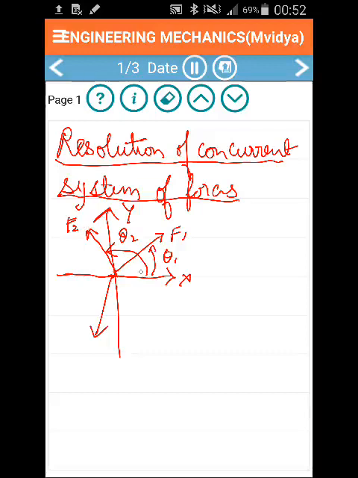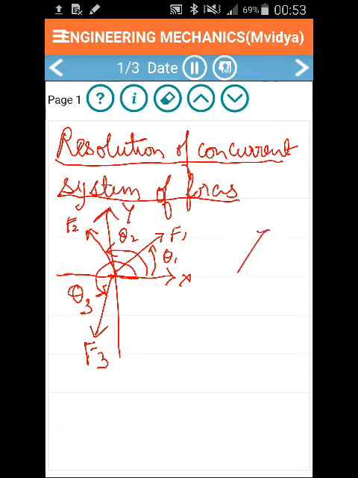Force F2 is making an angle θ2 with the positive x axis in the counterclockwise direction. Let's have a third force F3 and let this make an angle θ3. So all these angles are measured from the positive x axis direction. Now we have already studied the resolution of a single force.